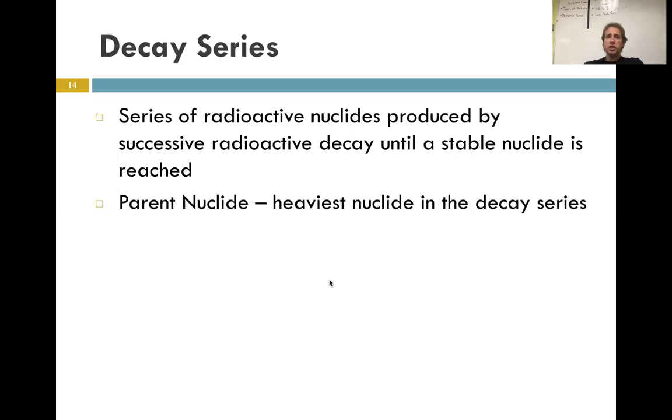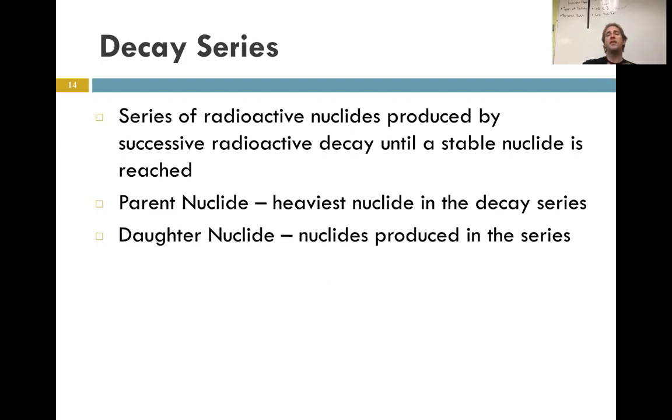Now, there are a couple terms here that we should be familiar with. We've got our parent nuclide. This is the heaviest one. This is the one you're starting with, right? Parent comes first. It's the heaviest. And then it continues to break down. Every time it breaks down, it makes a new atom or a new nuclide. We call it the daughter nuclide. That's the new nuclide that's been produced.